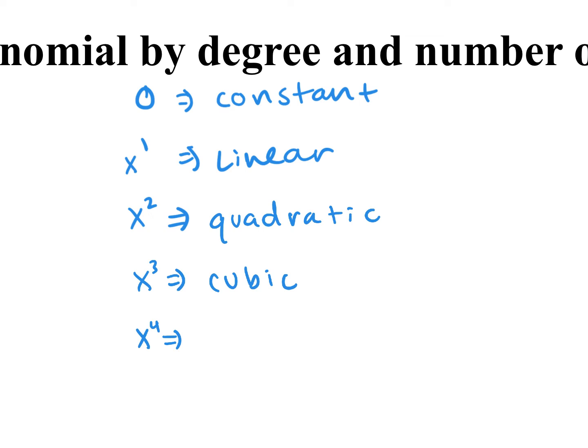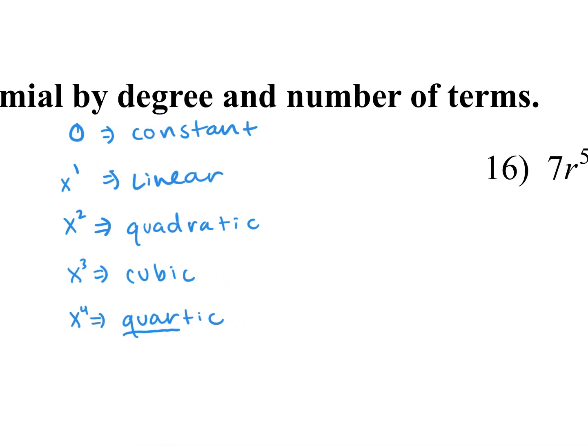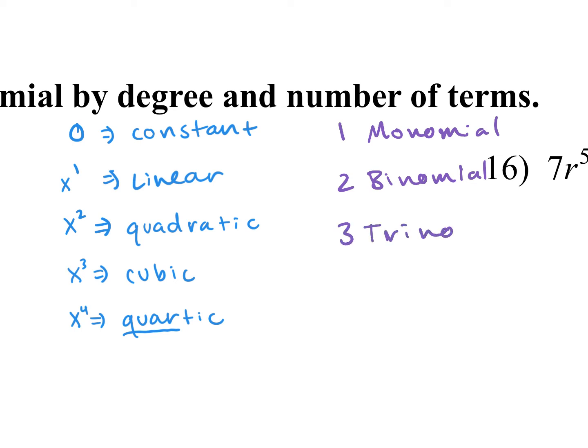What about the fourth degree? Quartic. Just think like 4 quarters, quartic. And then we can also classify it by the number of terms. So if I have one term, what do we call it? Monomial. If I have 2 terms, binomial. And 3 terms, trinomial. And 4, polynomial of 4 terms.